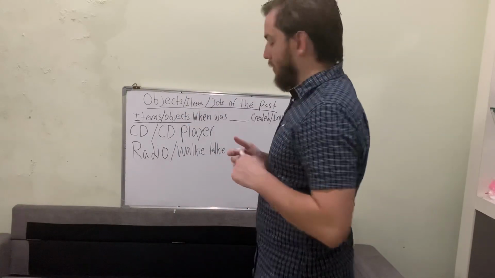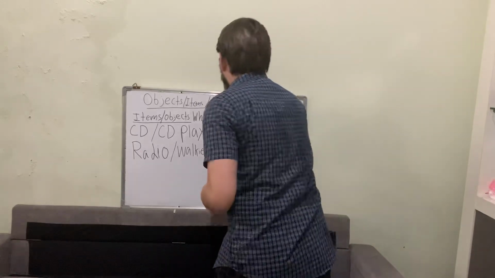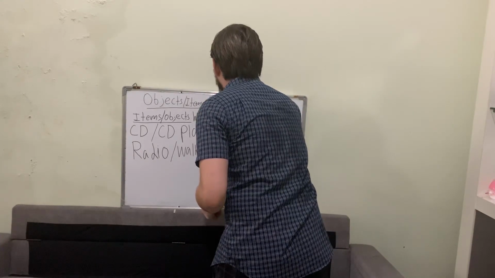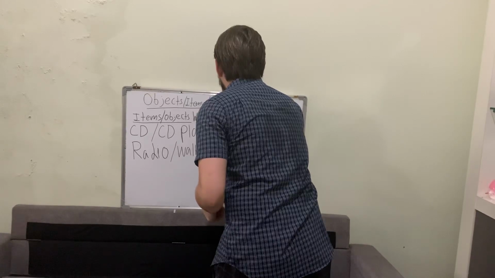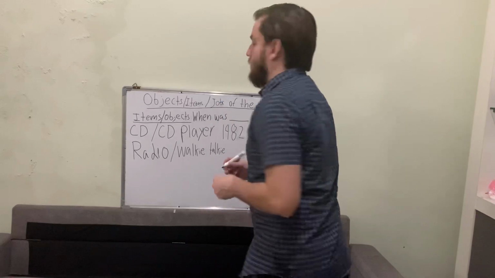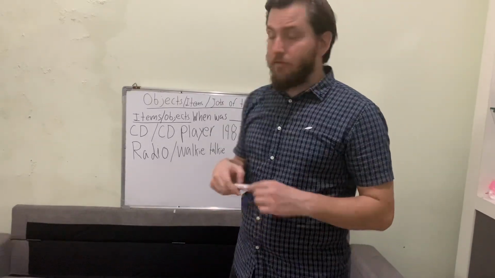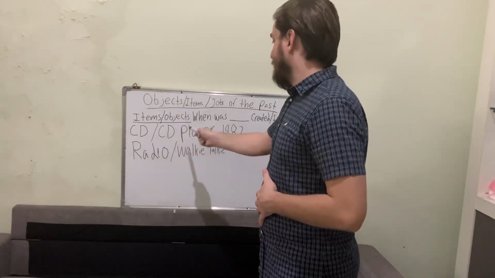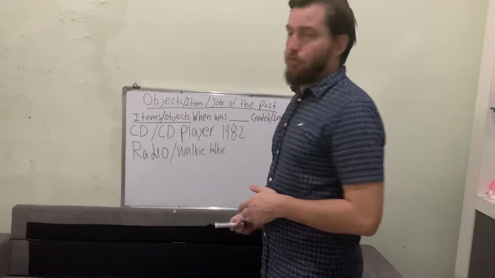Okay? So the CD was invented in 1982. So that's how you answer it. The CD was invented in 1982. We're not going to care where, when, whatever. We're just asking when it was invented. The CD player, CD, was invented in 1982.